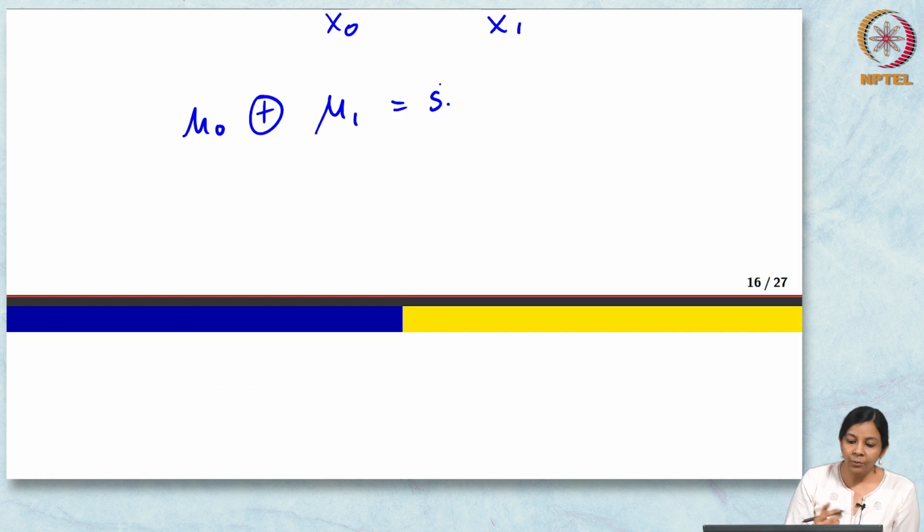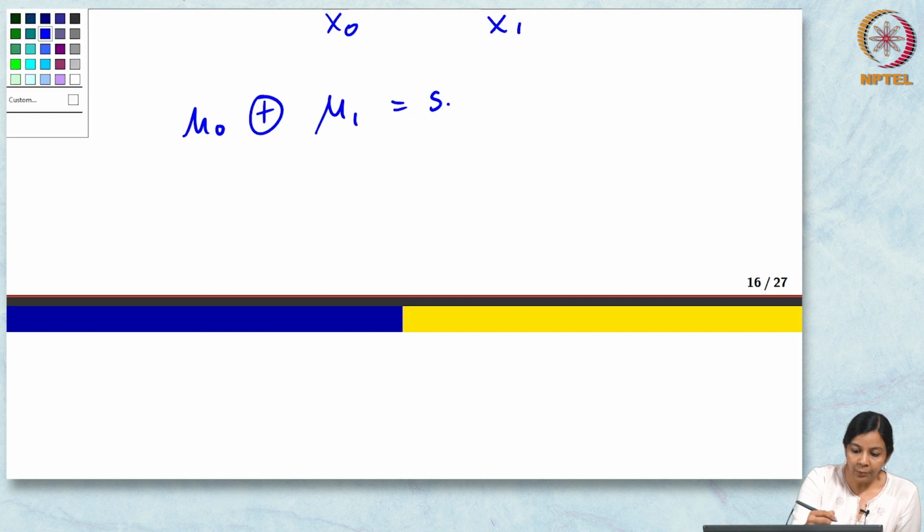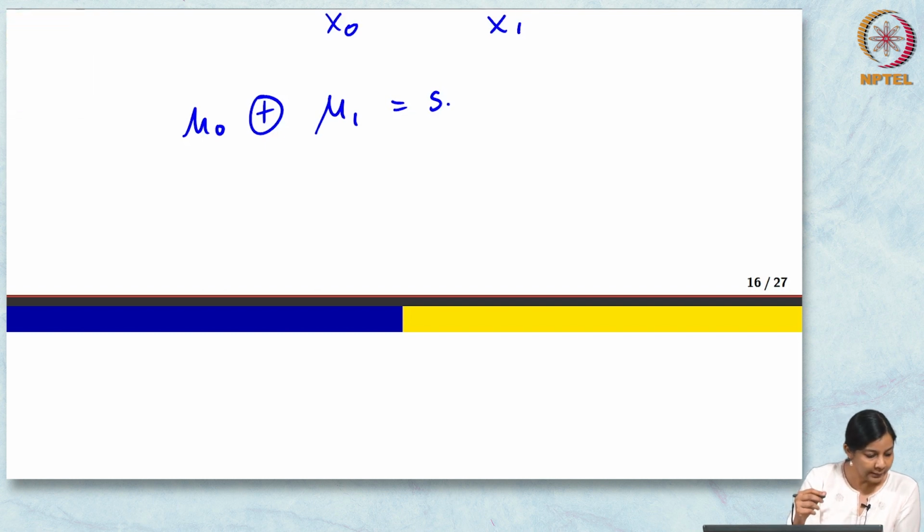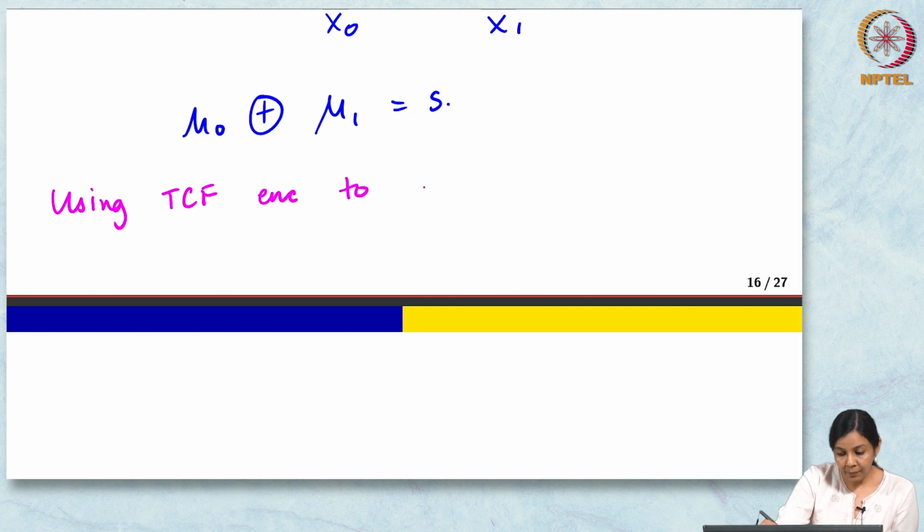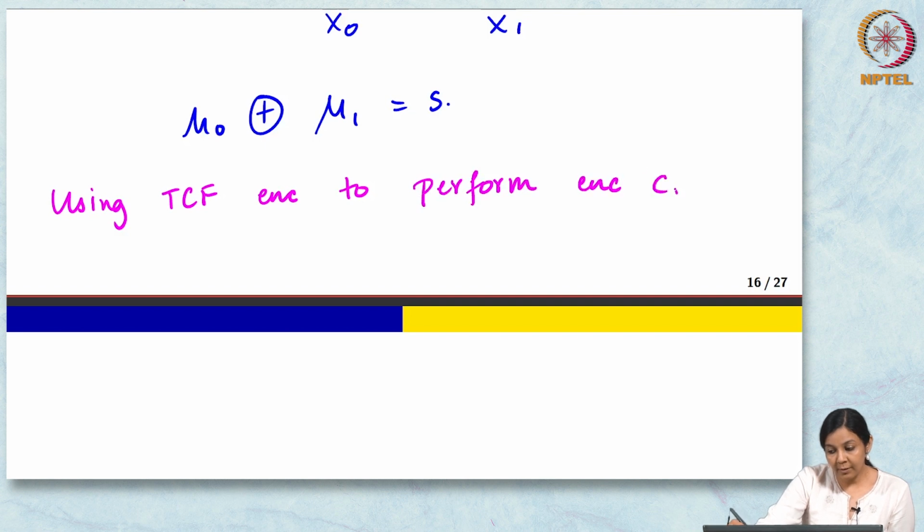And how do you think we will do it? Unsurprisingly, because of the way we have set it up, we are going to use a superposition over the claw. So, we will compute the following. Now use TCF encryption to perform the encrypted C0. This is what we want to talk about next.